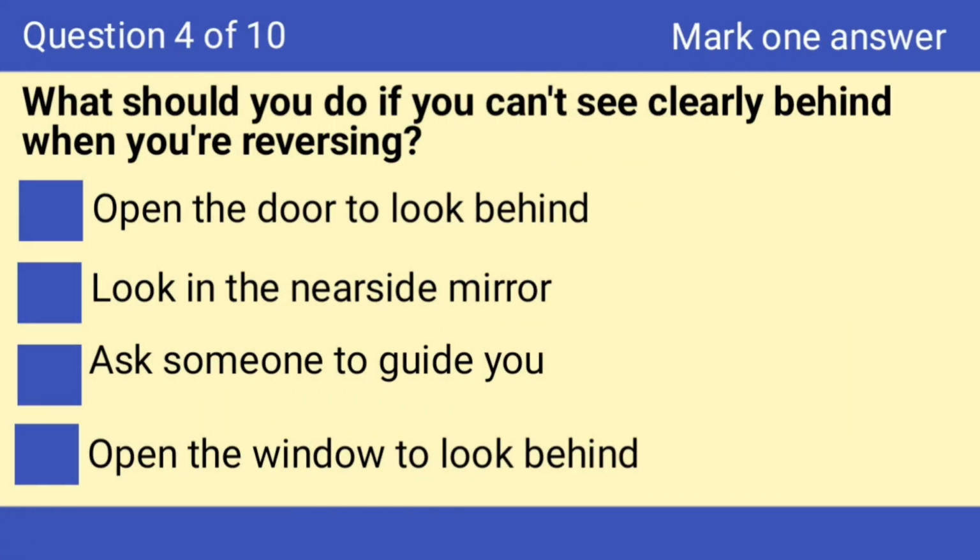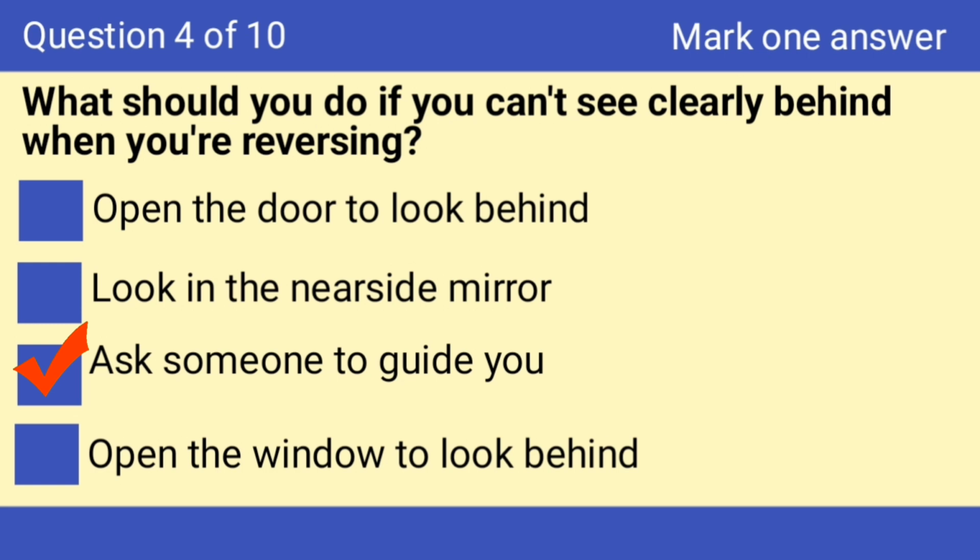Question 4. What should you do if you can't see clearly behind when you're reversing? Open the door to look behind. Look in the near side mirror. Ask someone to guide you. Open the window to look behind. Time to think. The correct answer is ask someone to guide you.